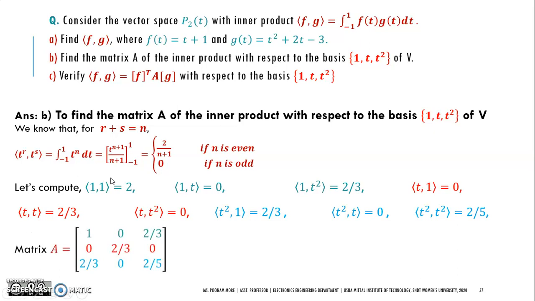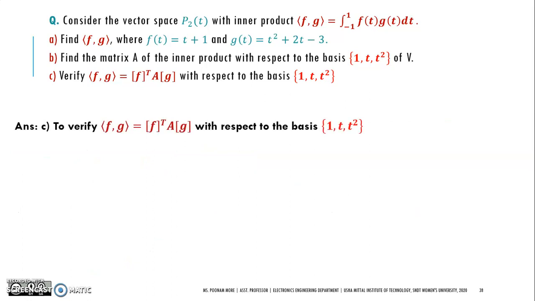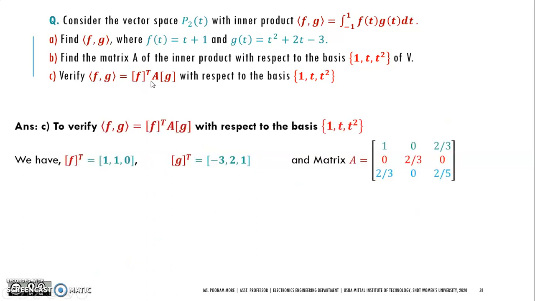Here if you observe, the first three elements, where we have found the inner product of 1 with 1, then the inner product of 1 with t and the inner product of 1 with t square, form the first row of the matrix A. Then the next three elements form the second row of the matrix A, and the last three elements form the third row of the matrix A. So this is how we can construct the matrix A of the inner product with respect to the basis 1, t, t square.